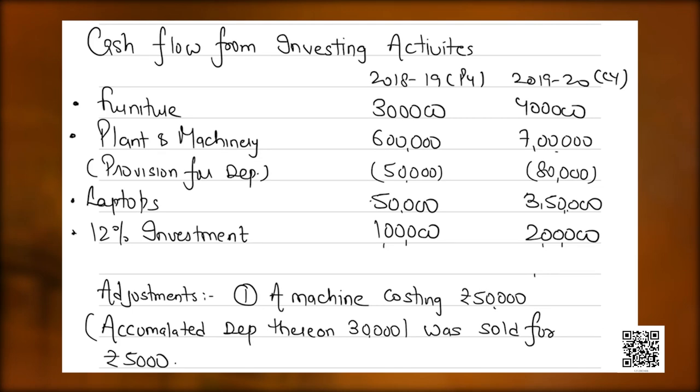So let's understand this topic with a few examples. Let us start. Here on your screen, you can see we have a few fixed assets. Furniture, in the previous year it was 3 lakh, in the current year it is 4 lakh. And plant and machine, 6 lakh, 7 lakh. If you remember the class 11th chapter on depreciation, where we discussed how depreciation is accumulated in a separate account, that was the provision for depreciation account, which is given to you with an adjustment. Last year's provision was 50,000, current year it is 80,000, and we have an adjustment as well. Then we have laptops or computers, 50,000 to 350,000, and at last 12% investments.